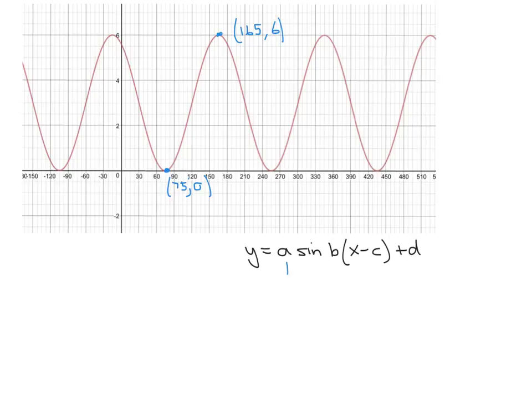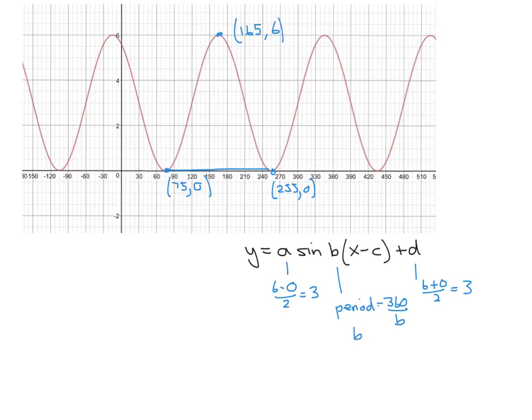So we know that A is max minus min, 6 minus 0 over 2, which equals 3. D is max plus min, so 6 plus 0 over 2, which equals 3. So we've got A and D both equal 3. We know that period equals 360 over B. So we need to go and find the period. This minimum here is going to be halfway between 240 and 270, which is 255, comma 0. So therefore the period is going to be this length here, and 255 minus 75 is 180.